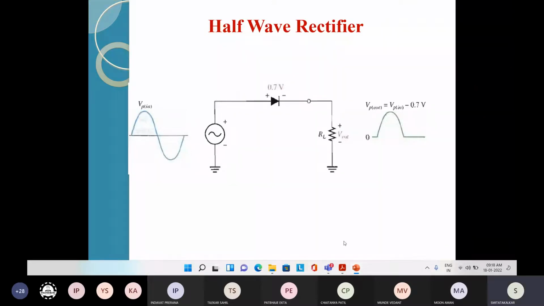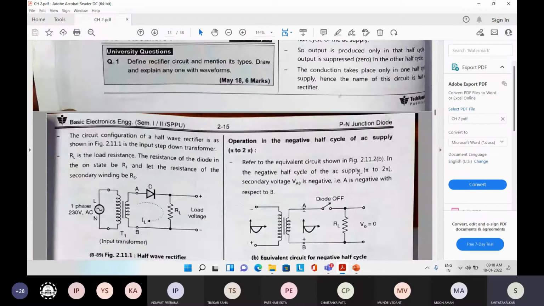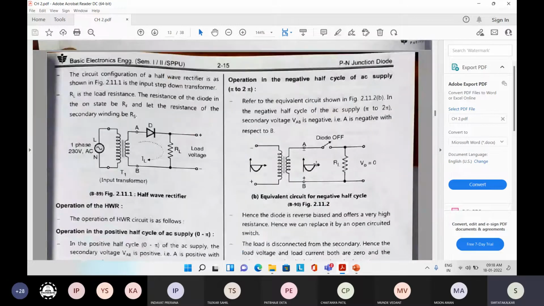The diode is not working in reverse bias. Why? Because a diode in reverse bias is an open switch. Here you can see the concept.